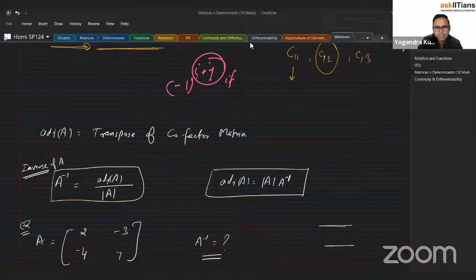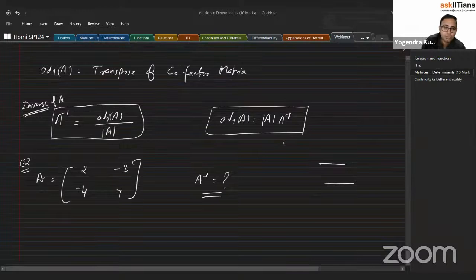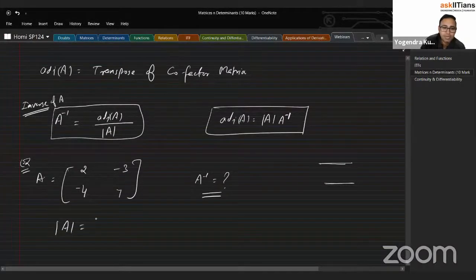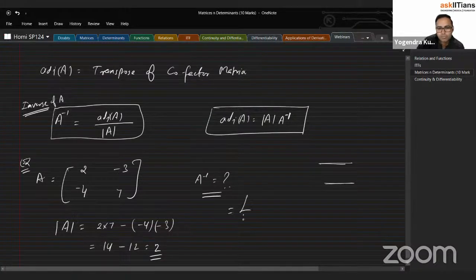Yeah, Gautam did very fast, but that is not the final answer for A inverse, right, Gautam? That is for the adjoint. We need to divide by the determinant also, right? And we should first decide what the determinant is, before finding the inverse. So 2 into 7 minus 4 into minus 3, right? So what are we getting? 14 minus 12, which is 2. So the inverse is going to be 1 by 2.